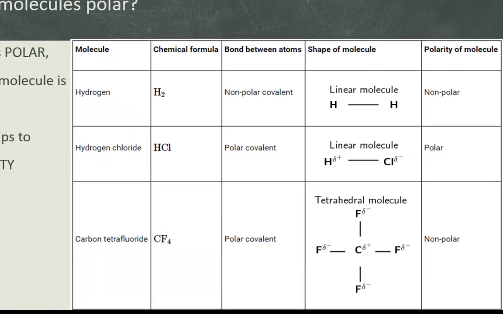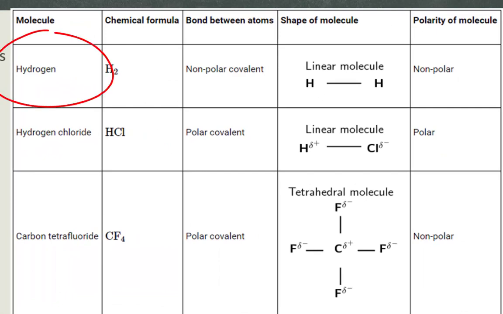So if we take a look at something like hydrogen bonding to hydrogen, we have a rule that tells us that all diatomic substances will always be non-polar, because the bond between them is non-polar covalent, because hydrogen has an electronegativity of 2.1 and the other hydrogen also 2.1. So the difference in electronegativity is 0, and that makes it a non-polar molecule.